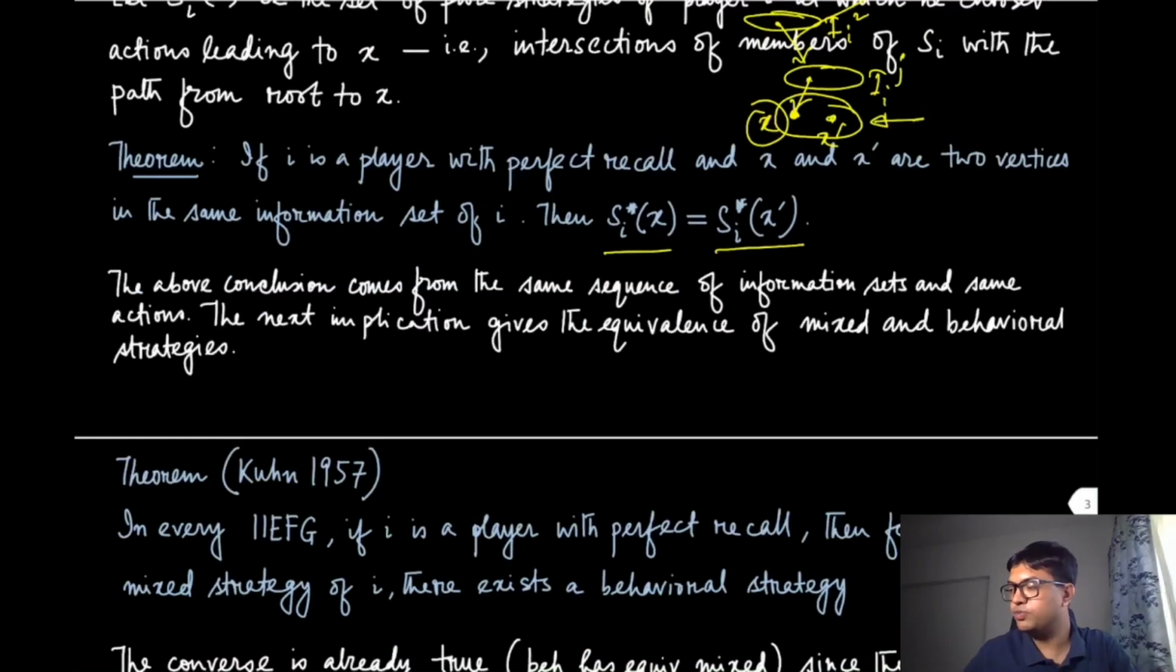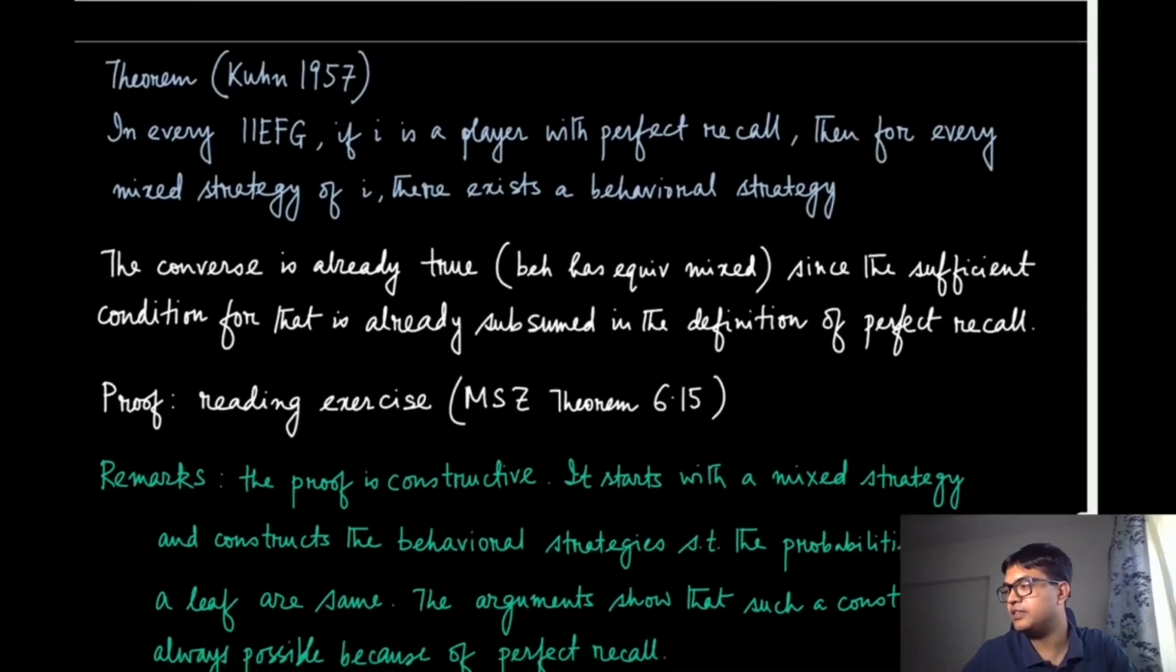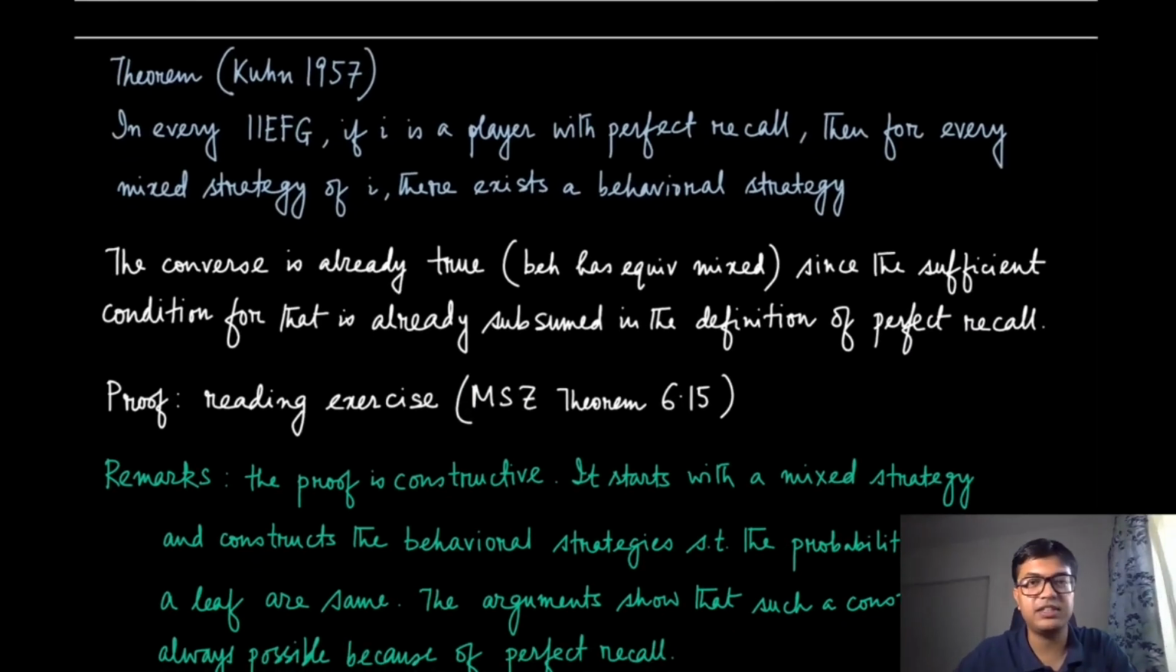So collecting all these points together, we can now state the theorem, which is essentially a sufficiency theorem due to Kuhn in 1957. So in every imperfect information extensive form game, if I is a player with perfect recall, then for every mixed strategy of player I, there exists a behavioral strategy. Of course the converse is already true, because the game of perfect recall already considers the necessary and sufficient condition where a behavioral strategy has an equivalent mixed strategy. That direction is if and only if, though here it is just a sufficient condition. So together we can say it is safe to have a game with perfect recall where we can use behavioral strategy and mixed strategy interchangeably.